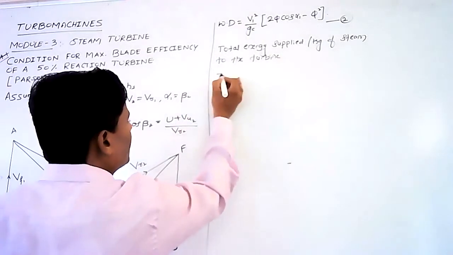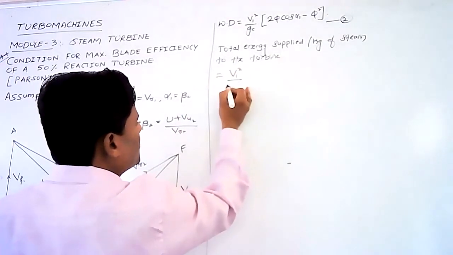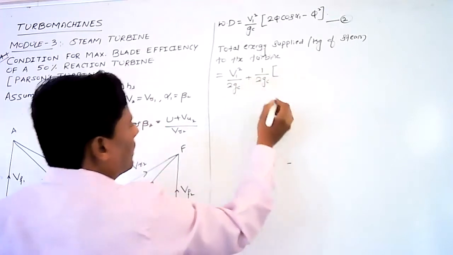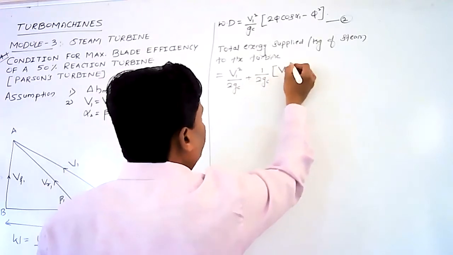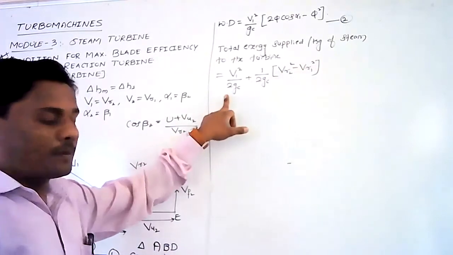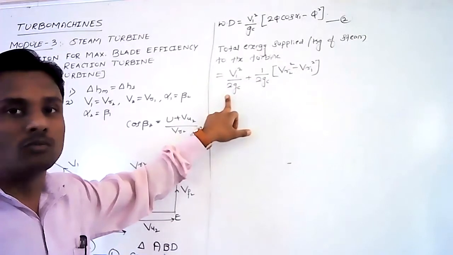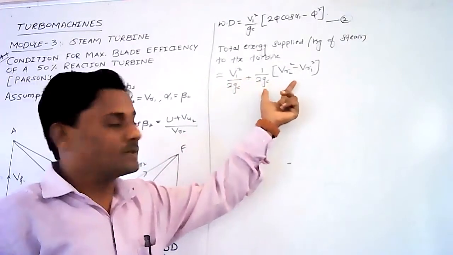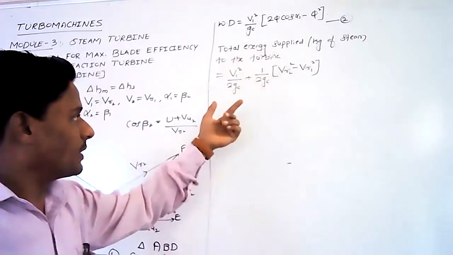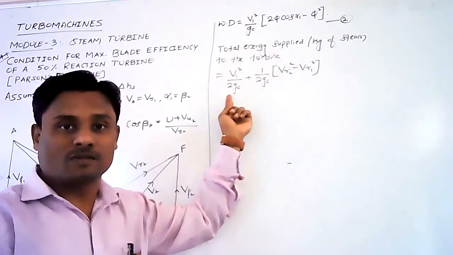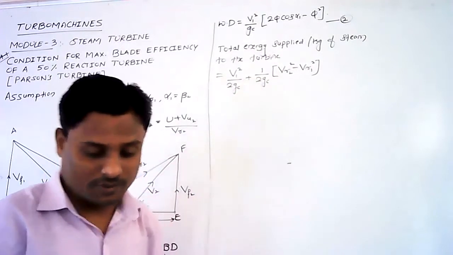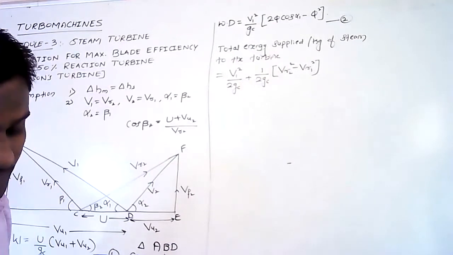Now, how to write the total energy supplied? It is given by the formula V1 square by 2gc plus 1 by 2gc times VR2 square minus VR1 square. Now this term represents the kinetic energy supplied to the moving blades, whereas this term stands for the kinetic energy supplied in the fixed blades. So the total energy supplied is the sum of kinetic energy per kg of steam to the runner and to the fixed blades. I hope this is clear.